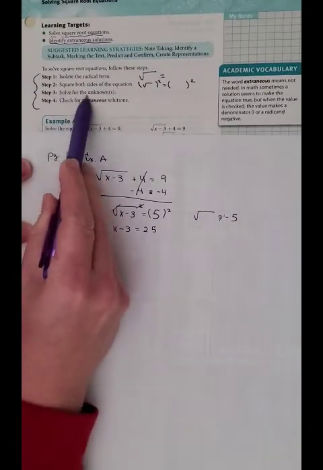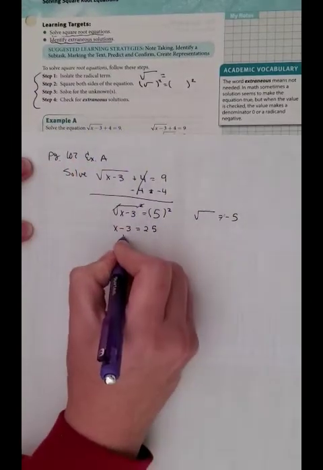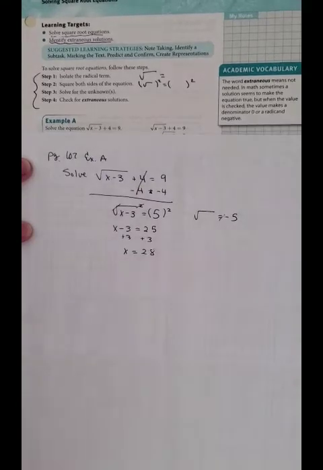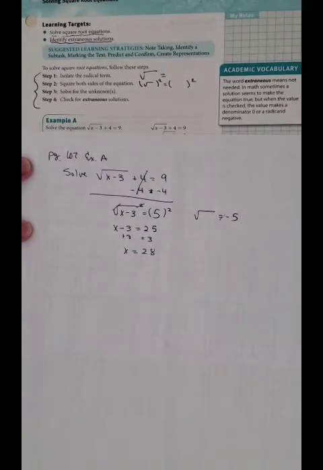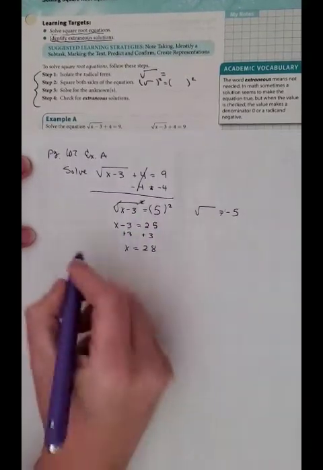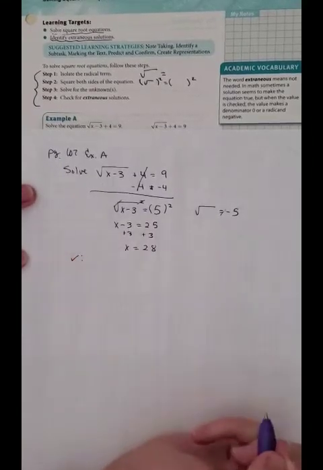And then it says solve for the unknowns. So I'm going to add 3 to both sides. And we get x equals 28. And the last step is to check for extraneous solutions. So we're going to substitute our value back into the radical and make sure that it keeps our equation true. So we're going to do a check.